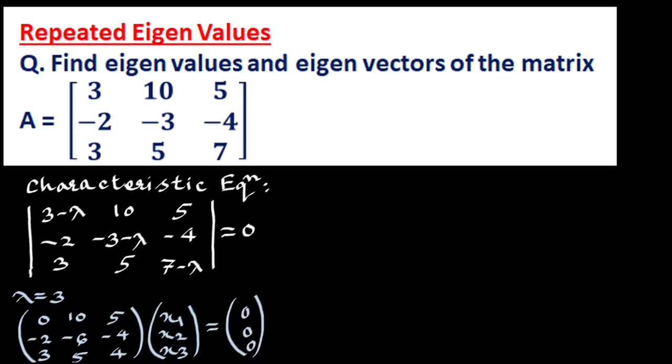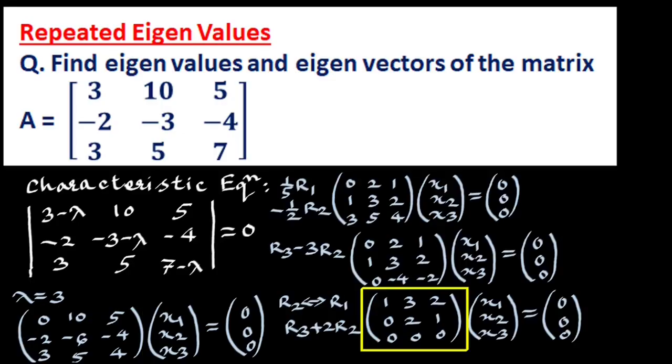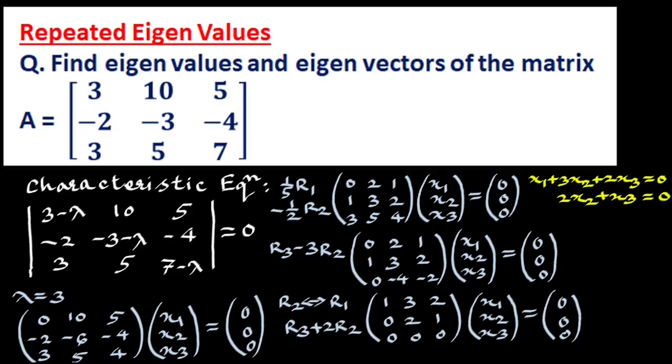We will perform operations to convert this coefficient matrix into a row echelon form, and the steps we will write without explanation. Now from this row echelon form, we will write two equations by matrix multiplication: x1 plus 3x2 plus 2x3 equals 0, and 2x2 plus x3 equals 0. Putting x3 equals t, we get x2 equals minus t upon 2 and x1 equals minus t upon 2.